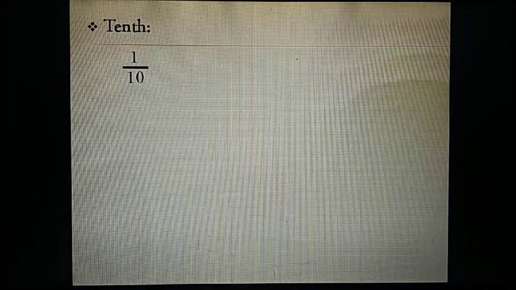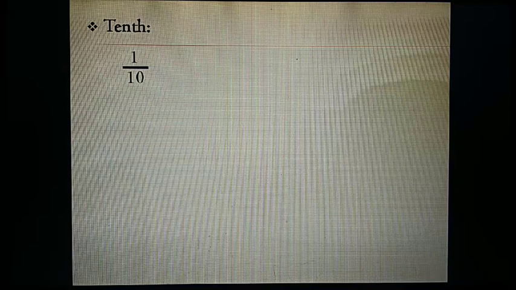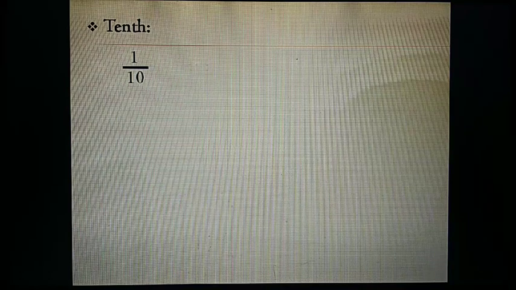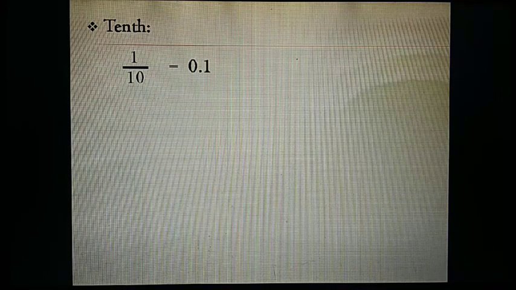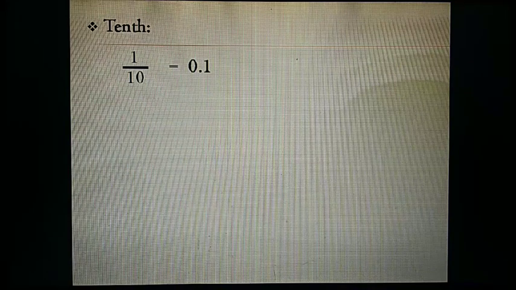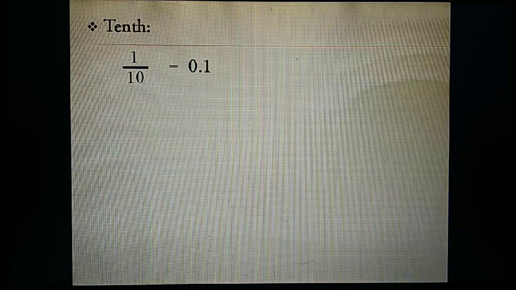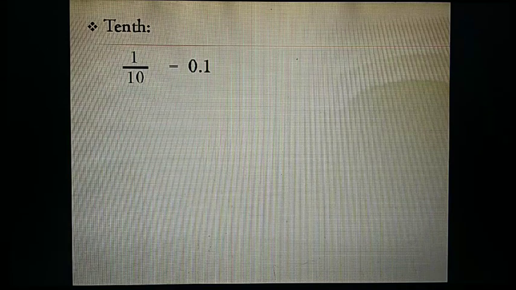What is tenth? Tenth means one part out of 10 equal parts. In decimal, we will write it as 0.1. Point will come after one digit from right. Here the numerator has 1, so we will put a point after 1.